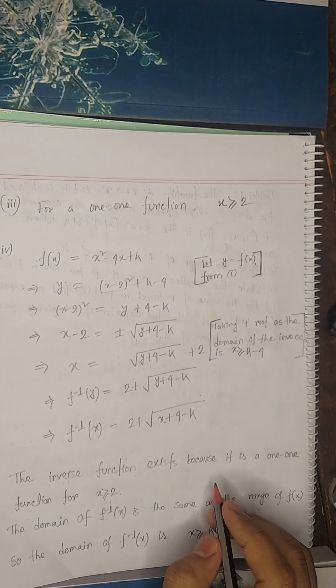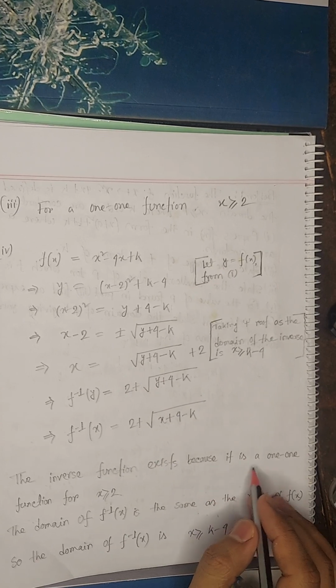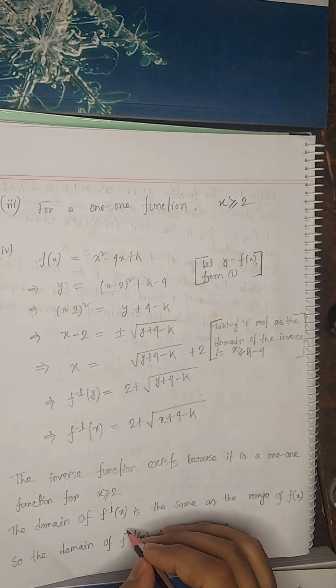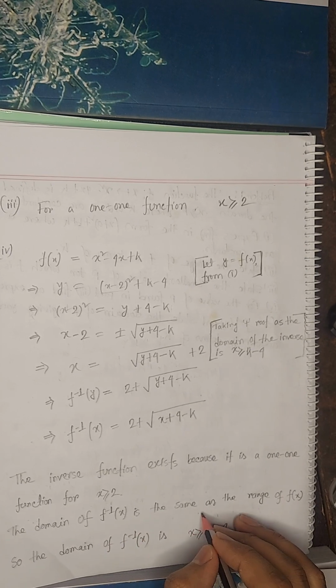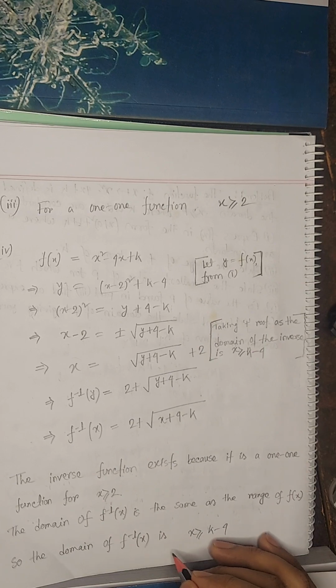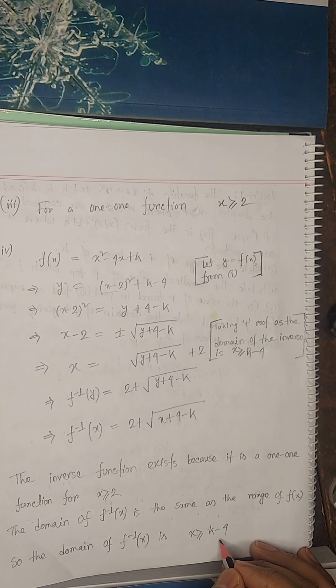The inverse function exists because it is a 1-1 function for x greater than or equal to 2. The domain of f inverse x is the same as the range of f(x), so the domain of f inverse x is x greater than or equal to k minus 4.